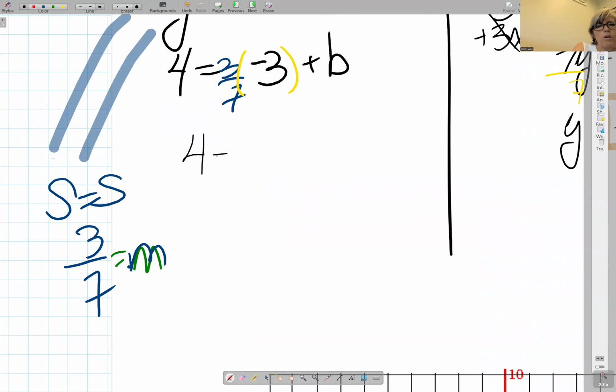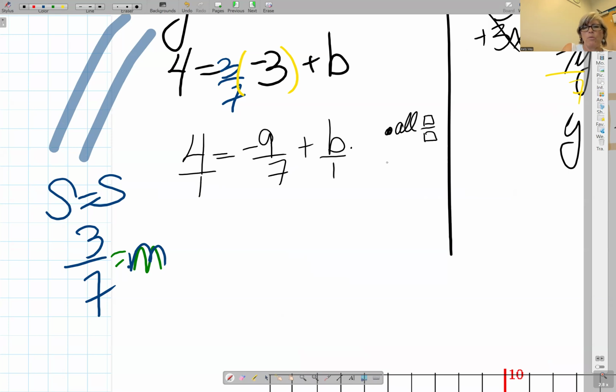And over here, I have 4 equals 3 times 3. That's going to be -9/7 plus b. Now, a lot of you are a little freaked out about the fraction, but remember, there's a way we could kiss fractions goodbye, and that is arrow in, arrow out. So step 1, we make everything a fraction. So I pop that over 1, pop that over 1. Step 2, I do arrow in, arrow out.